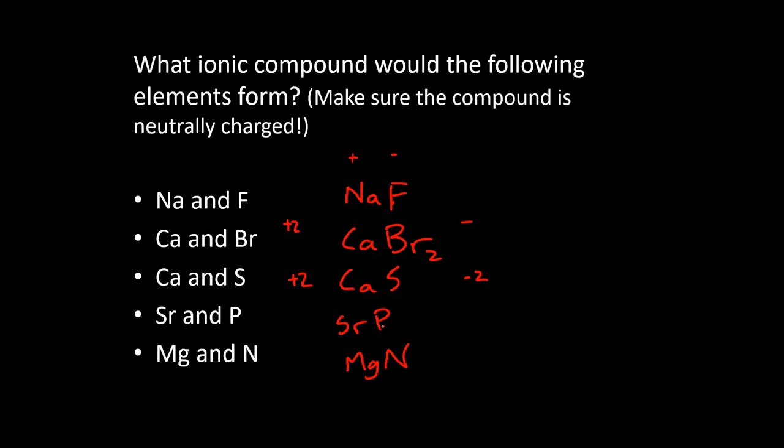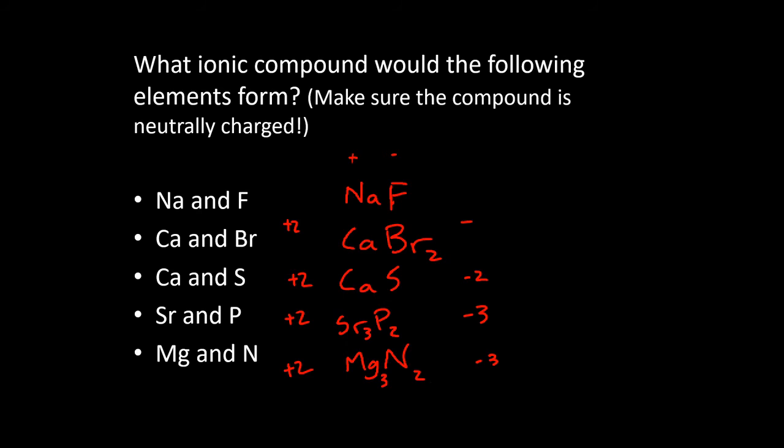Strontium and phosphorus. The strontium is +2. It's in the same column as the calcium. Phosphorus is -3. So in this case, we're going to need 3 strontiums and 2 phosphorus. Phosphoruses, phosphori, whatever it is, whatever the proper plural is for phosphorus. And those are the smallest numbers we can use to get a neutral molecule. Last one here, +2 and -3 again. And so once again, it's going to be 3 and 2.